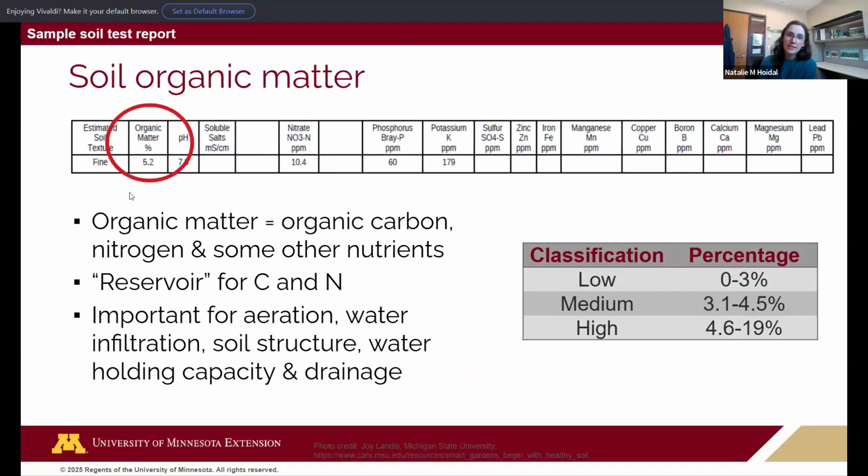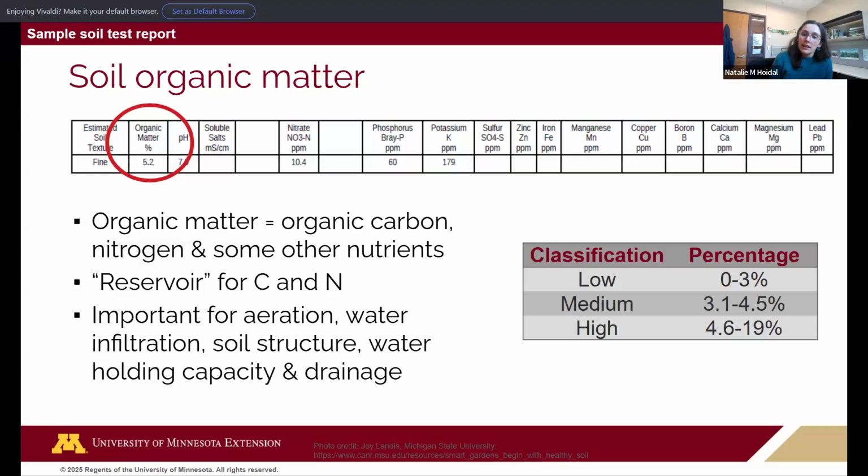The next thing on your soil test is organic matter. Organic matter is basically anything that is or was living in your soil. So it could be your plant residues that have broken down, any mulches that you've added to the soil, or compost that you've added to the soil. That organic matter is a reservoir for carbon and nitrogen in your soil. Organic matter helps with aeration. It helps with water infiltration. It can help with soil structure and holds water. And so organic matter is really important for soil health.